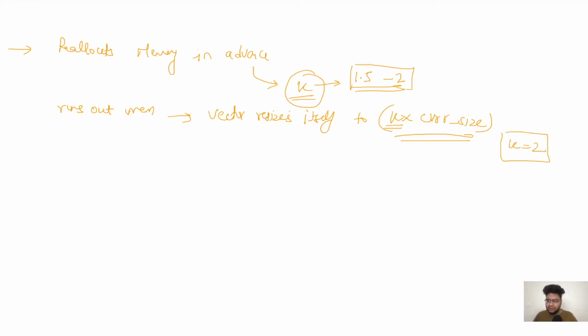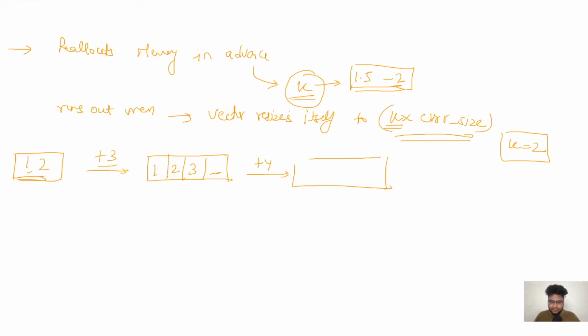So let's suppose I have only two elements in the vector, 1 and 2. Okay, good, a happy vector is here. Now if I want to insert 3, the vector needs to reallocate some memory. So it will reallocate for 4 elements: 1, 2, 3, and this will be blank. Now the next element comes, 4. So it will go into this particular memory location, and we don't need to do any kind of reallocation at this point of time.